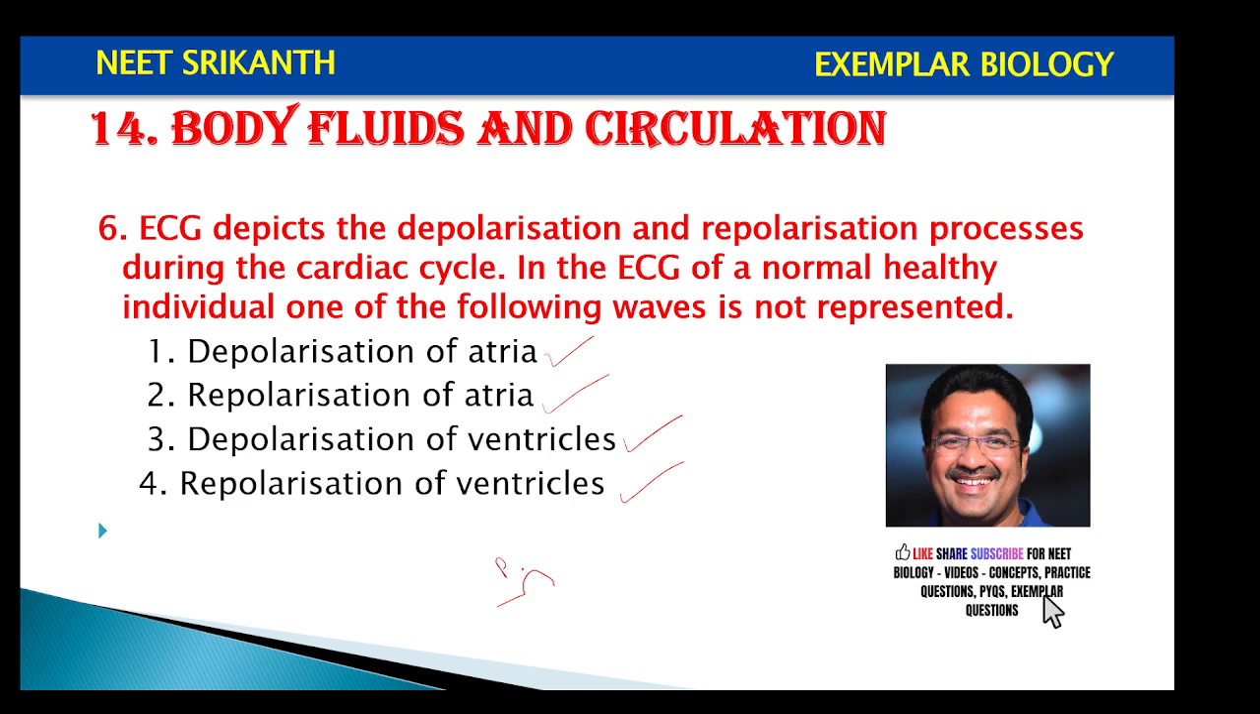ECG includes P wave which marks the depolarization of atria, QRS complex which marks the depolarization of ventricles, and the T wave, ventricular repolarization. So atrial depolarization P wave, ventricular depolarization QRS complex, ventricular repolarization T wave. So what is not represented in this case? Repolarization of atria does not appear. It will take 0.7 seconds here in the cardiac cycle. That cannot be represented in the ECG.